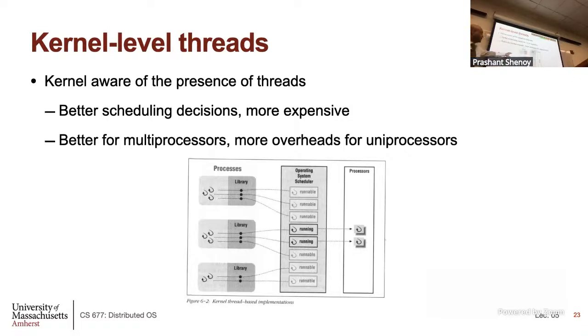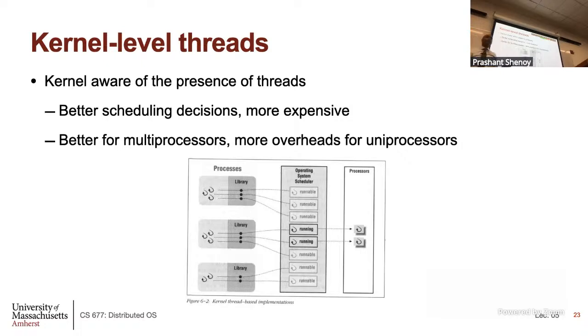And all of these other threads are blocked, which is why they're grayed out. But you could have picked thread 1 from process 1 and thread 3 from process 3. That's what the OS scheduler will pick. In the previous case, you only pick the process, and then the library scheduler picked the thread. Here, you can directly choose the thread for execution. You can get the advantage of parallelism and so on.